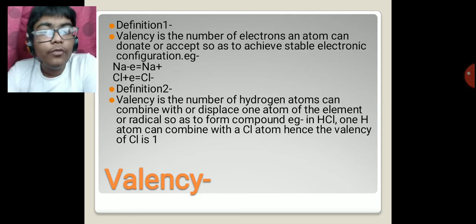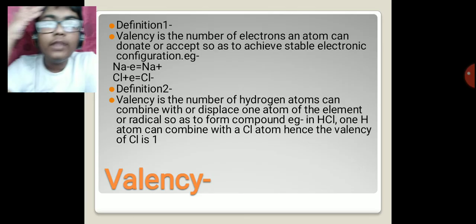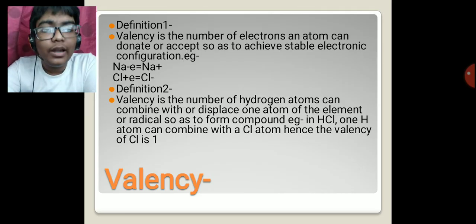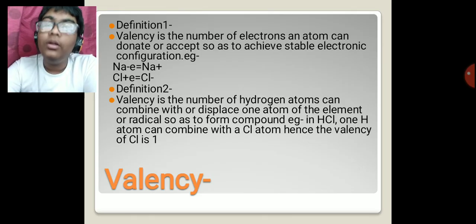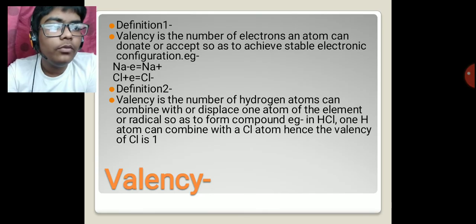H2SO4. SO4 is what? Sulfate. So for sulfate, two hydrogen atoms have to combine. Therefore, sulfate's valency is 2. So I hope you must have understood.